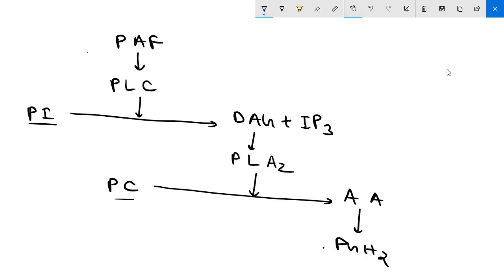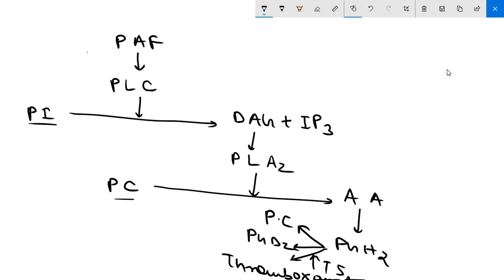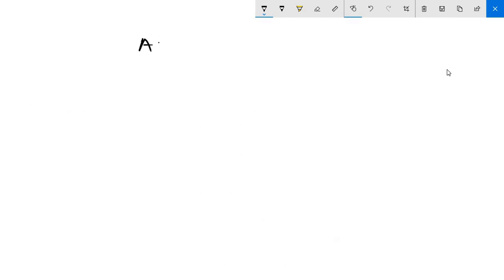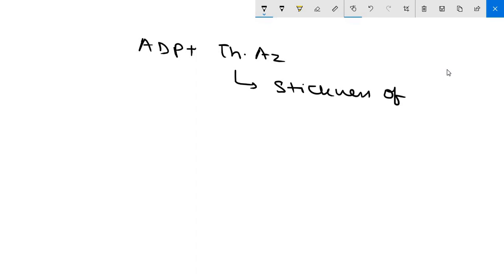Now this cyclic endoperoxide will give rise to three compounds. The first one is prostacyclin, the second one is PGD2, and the third one is thromboxane A2. Clear? Here the enzyme working is thromboxane synthase. Here the enzyme working is prostacyclin synthase. Clear? Now the discharged contents, that is ADP and thromboxane A2, both cause stickiness of the platelets, which helps in platelet aggregation.